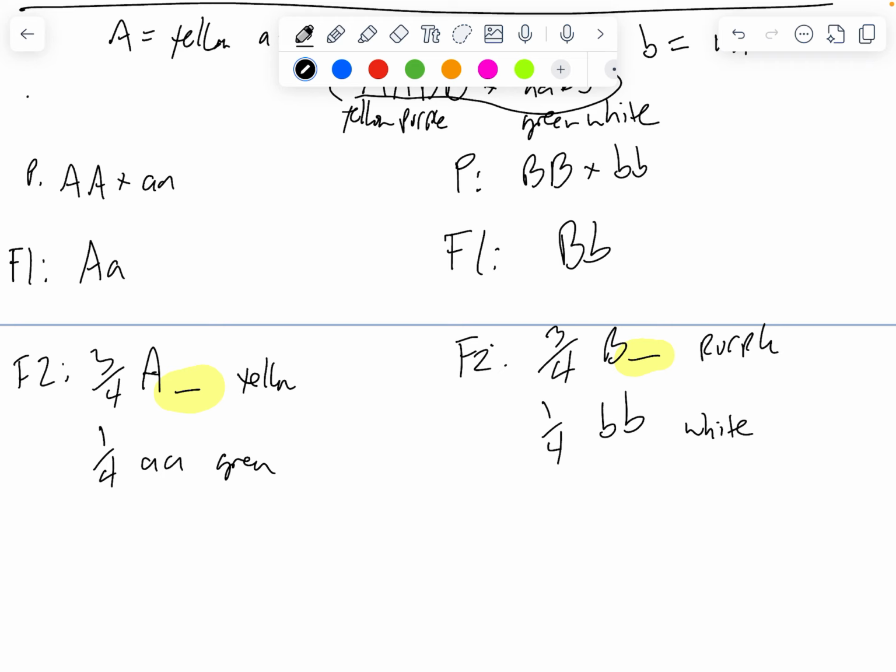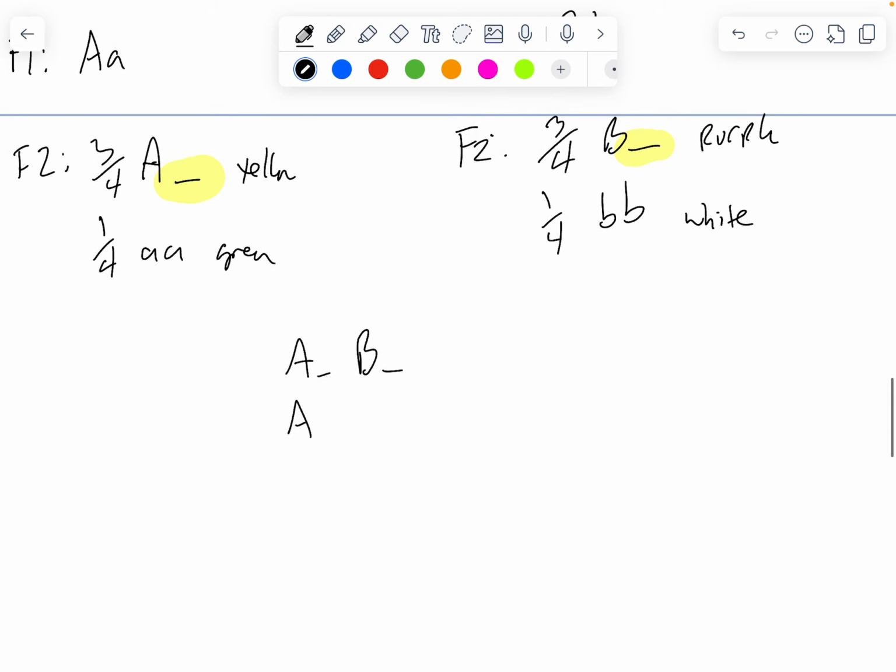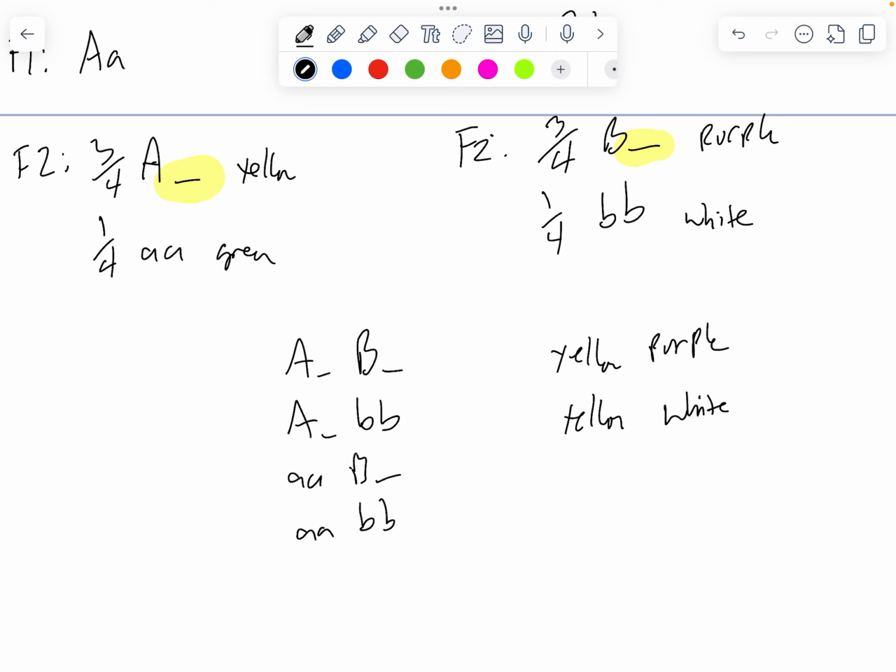But each individual has both traits, so now I have to bring them back together. And so if I have 2 traits and each of those has 2 possibilities, then that means that I have 4 two-gene possibilities. So I could be big A, big B; big A, little b; little a, big B; or little a, little b. And in terms of phenotype, that would be an individual with yellow and purple, yellow and white, green and purple, and green and white.